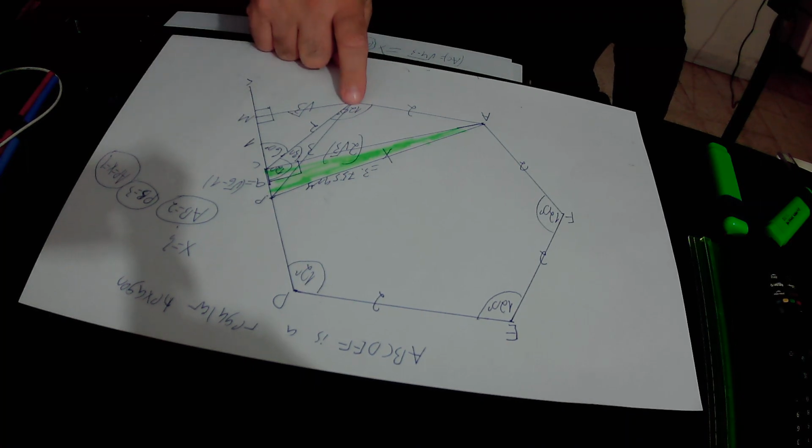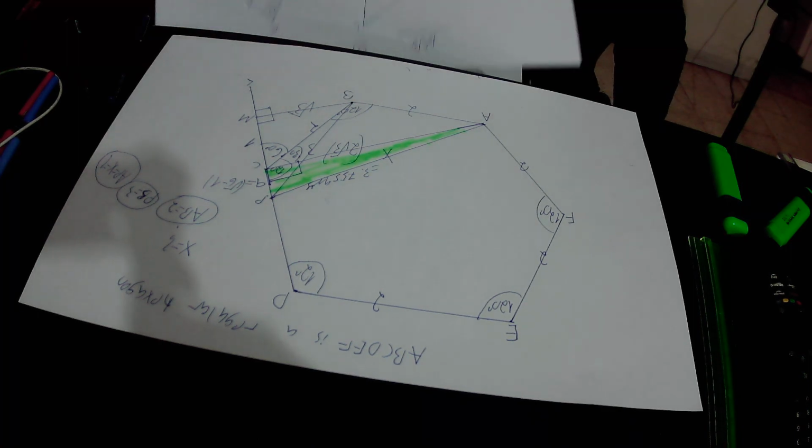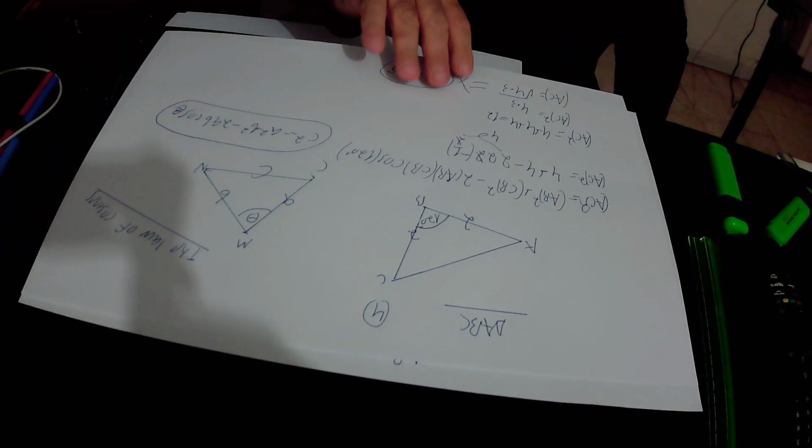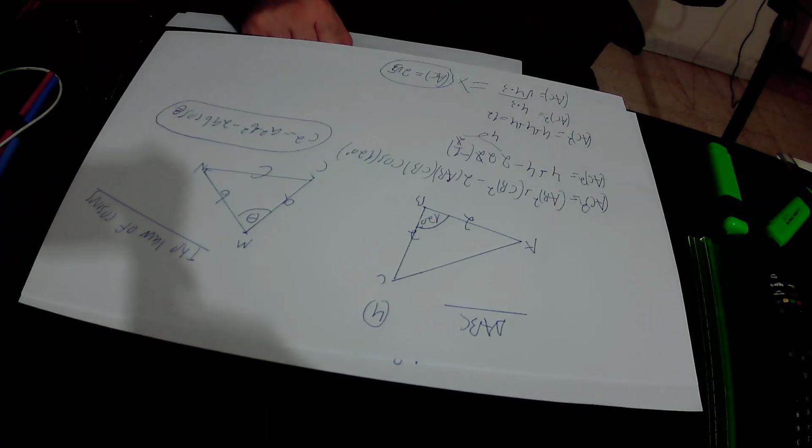And this angle equals 120 degrees because it is 1 out of 6 angles of the regular hexagon, and all the angles are equal to 120 degrees. So I copied triangle ABC here, and we implemented here the law of cosines.